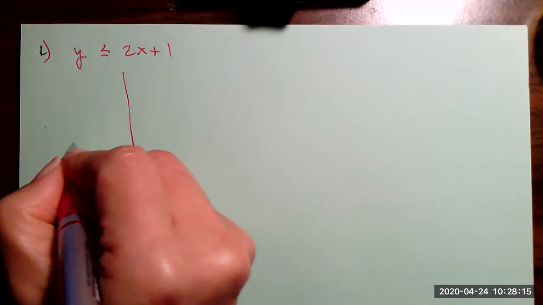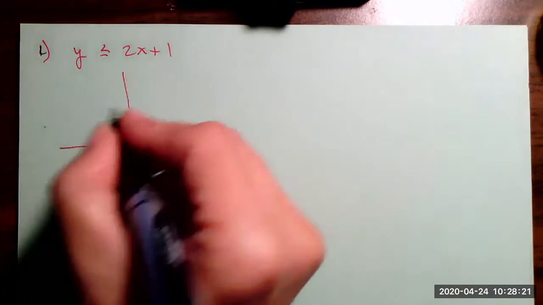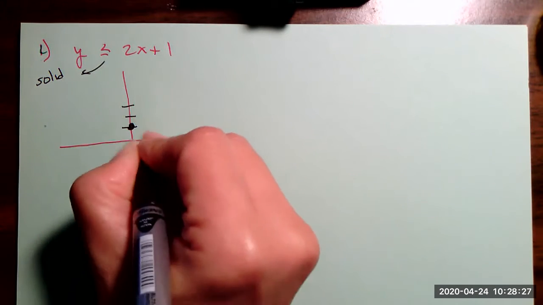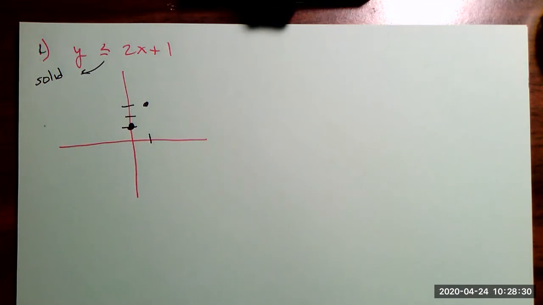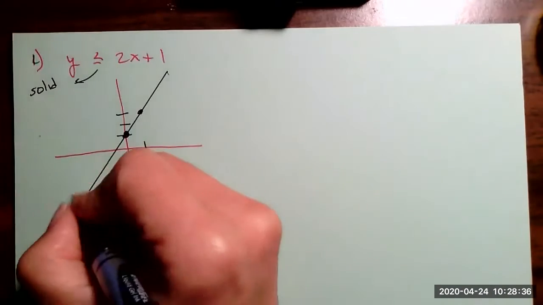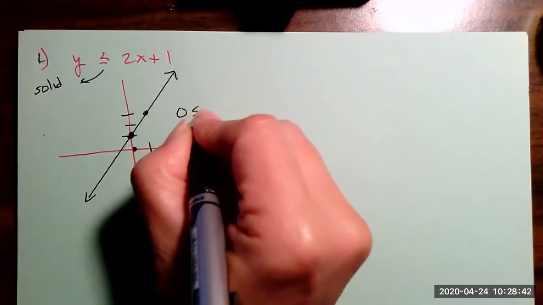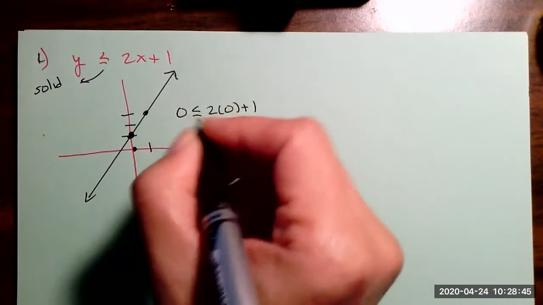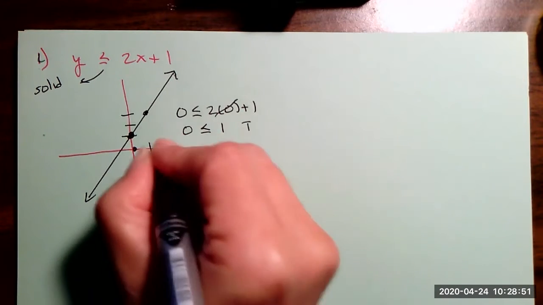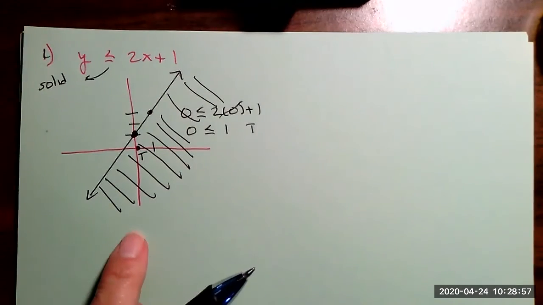Again, I'm going to start out the same way as I always do. I know that that's less than or equal to, so it's going to be a solid line. I'm going to start at 1, go up 2 over 1, and I'm just going to draw my line right there. All right? Bam. Okay, now the question is, which way do I shade? My favorite point to test is 0. So 0 gets plugged in. Is 0 less than 1? Yes, it is. So that's true. So this is the side that I shade. Done. That is my solution.